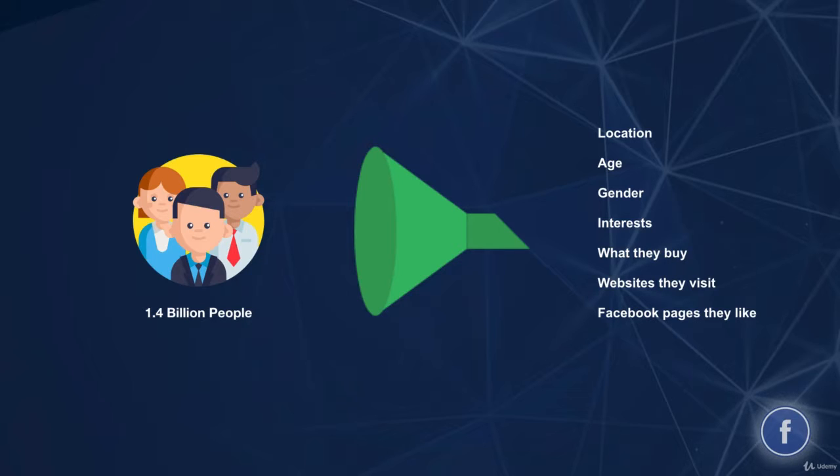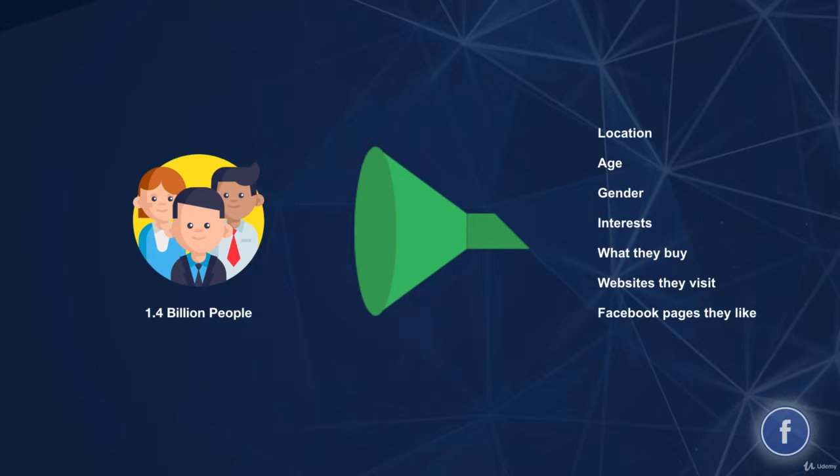We can filter them by location. If you have a brick and mortar business or you only ship to a certain country or state, we can limit it that way. We can limit by age. If you know what your target customer's age is, you can limit it to that. And I'm going to show you exactly how you know these stats if you don't know them already. You can limit it to gender. If you know you serve mainly females or males, we can limit it to that. Interests, so what they're interested in, what they buy, websites they visit, Facebook pages they like. Facebook ads is so powerful that you can actually really drill down and pinpoint your exact target audience and target them very specifically.